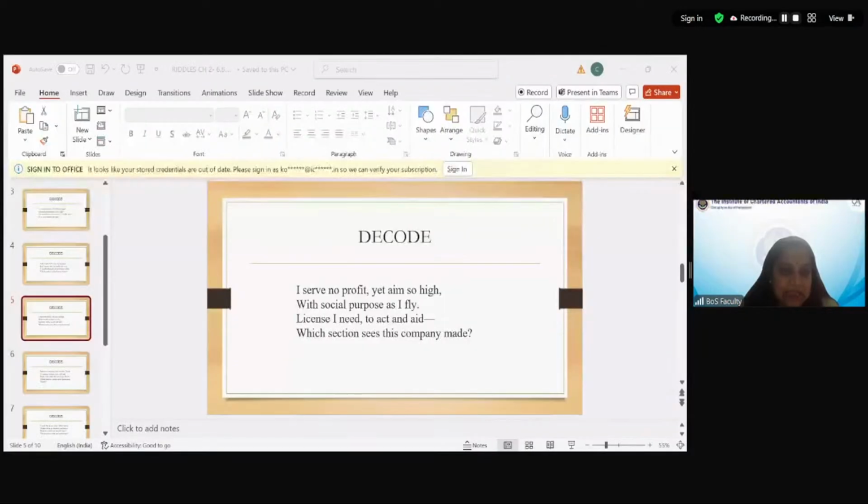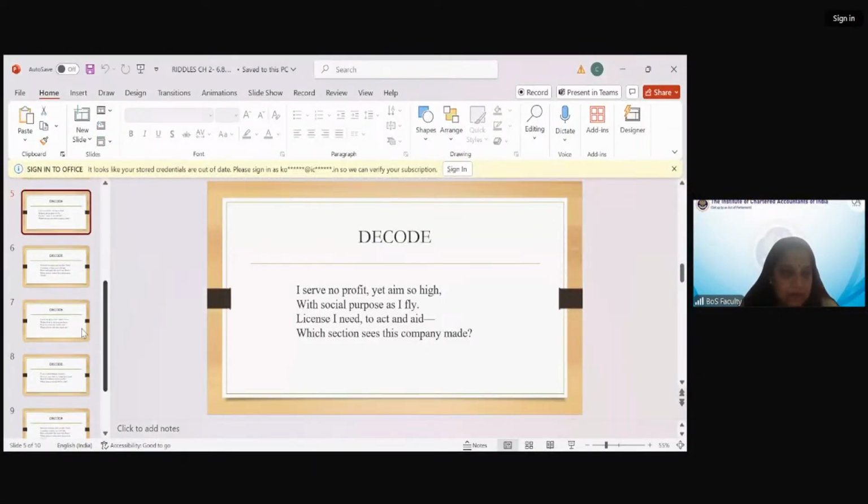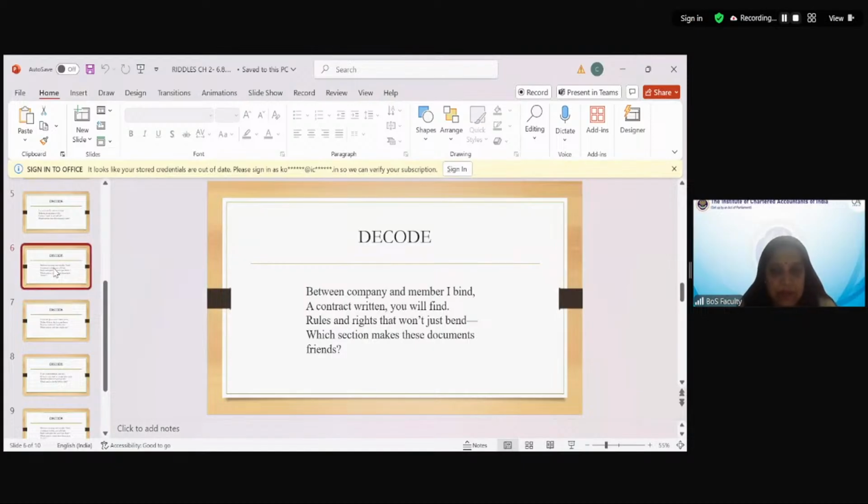The next is: between company and member I bind. A contract written you will find. Rules and rights that just won't bend. Which section makes these documents friends?